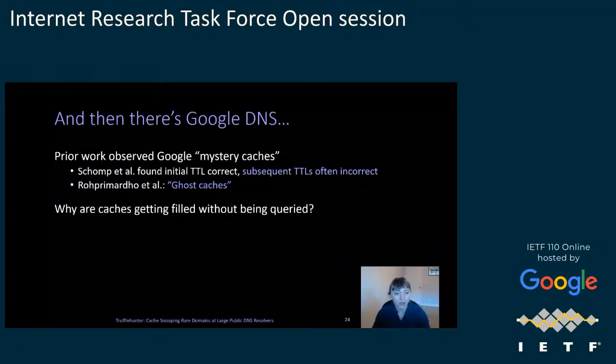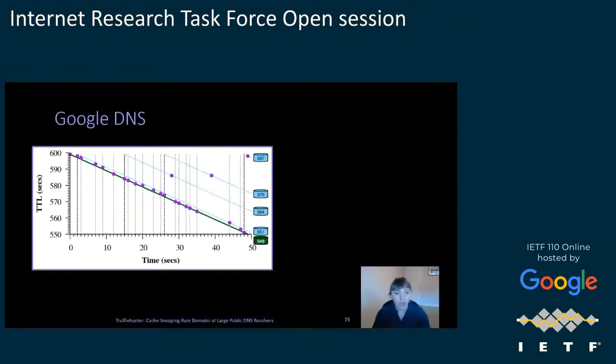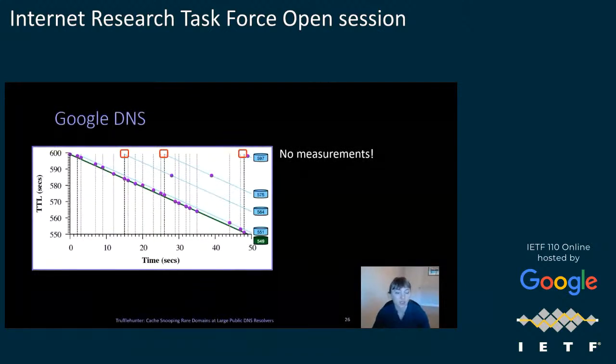So why on earth are these caches getting filled without being queried? I'll show you what we mean here. If you look at all of these blue lines, you will notice that there is no measurement at the start of these blue TTL lines, these mystery caches. According to our theory, every filled cache should correspond to two things. A, a measurement that we made with a maximum TTL at its start, and B, a request to our authoritative name server. And we didn't see either of those here.